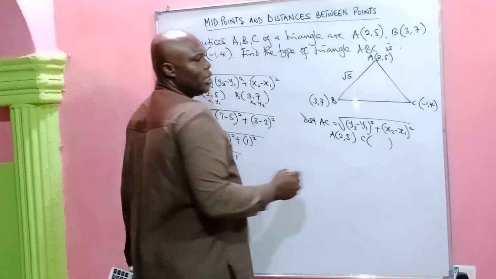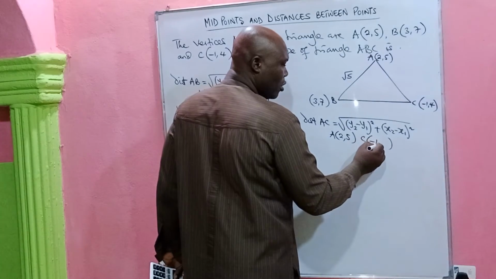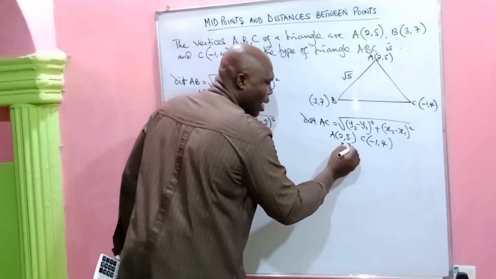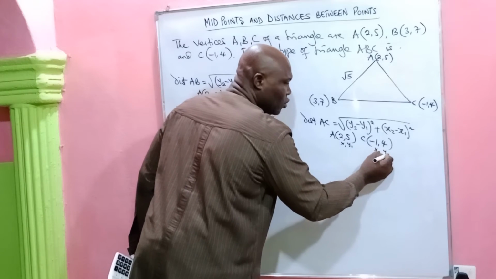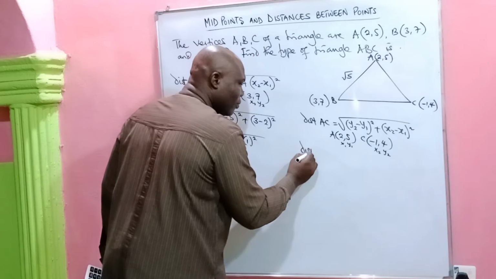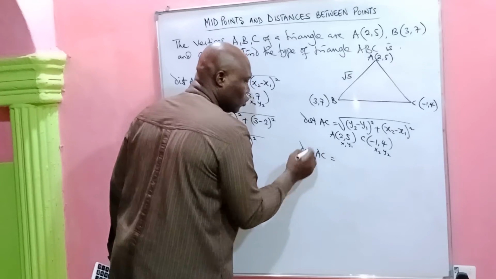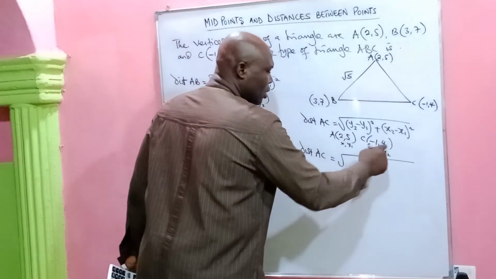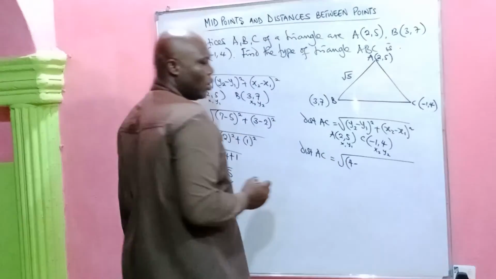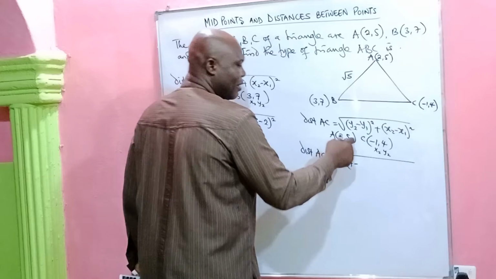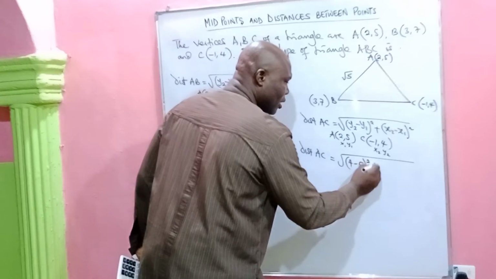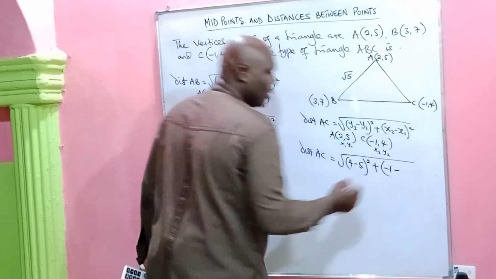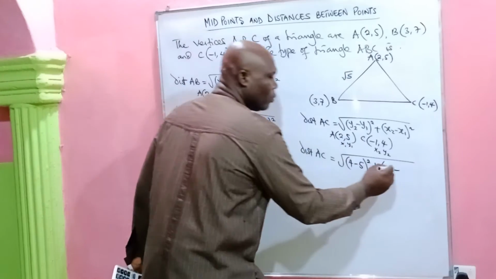And then our C, we have -1, 4. And don't forget again, we still have x1, y1, and then x2, y2. So our distance AC will be equal to the square root of, what is my y2 there? y2 is 4 minus y1. y1 is 5. All squared plus x2. x2 is -1 minus x1. x1 is 2.